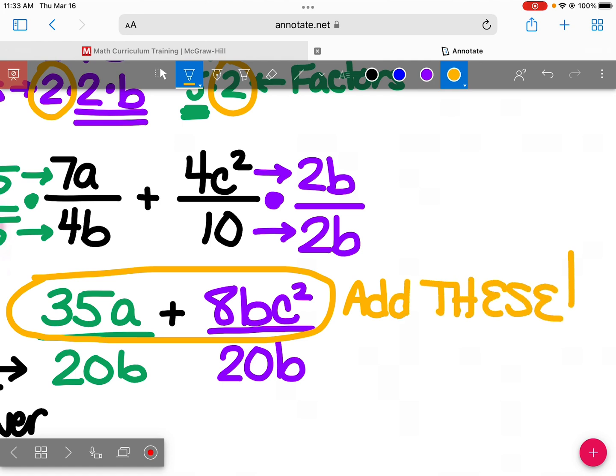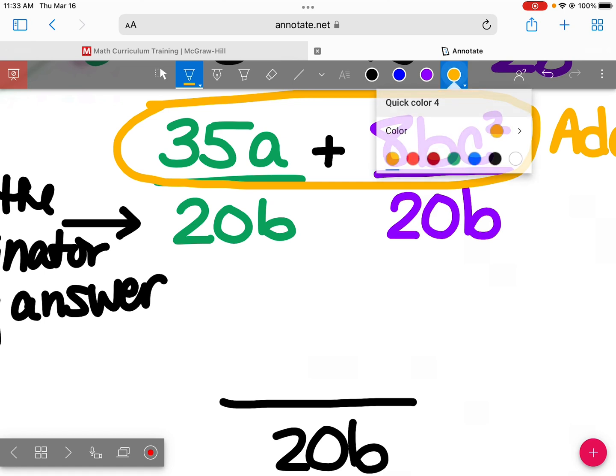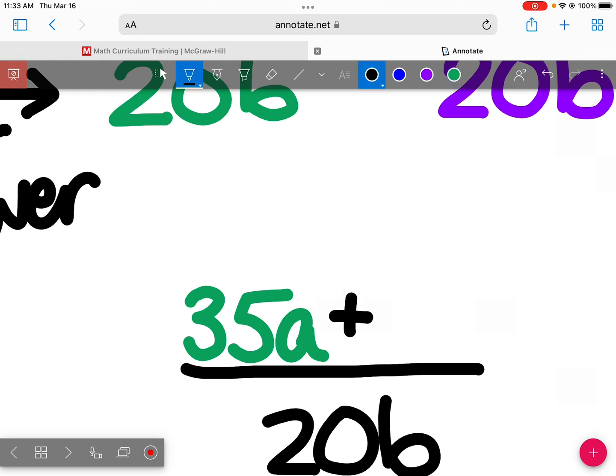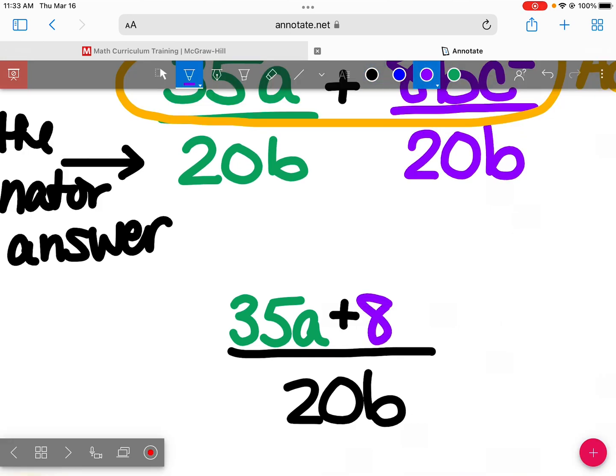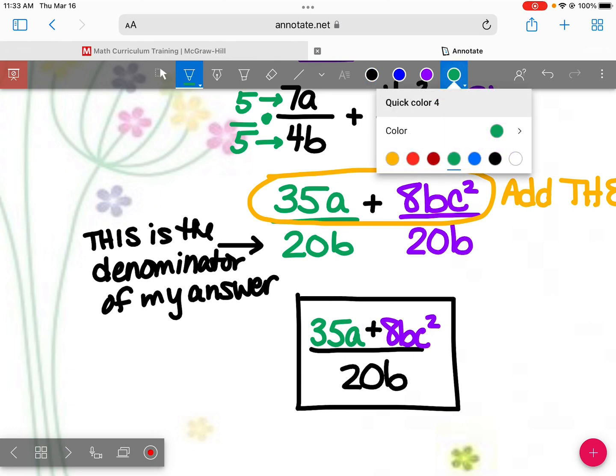Do you only add the whole numbers and then split all the other numbers to the side? Are they like terms? No. So it's going to stay 35a plus 8bc squared. These are not like terms, so I can't combine them together anymore.